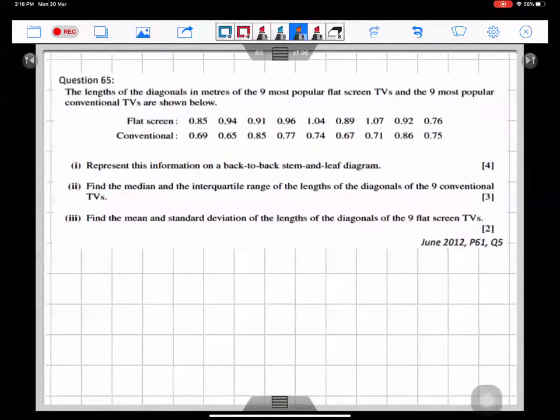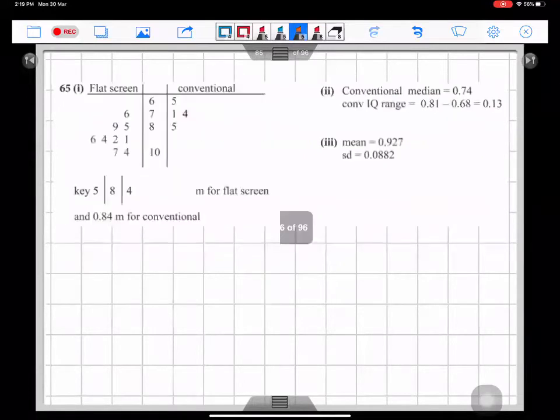Question 65. The lengths of diagonal in meters of the 9 most popular flat screen TV and 9 most popular conventional TV are as shown. Represent this information on a back-to-back stem plot. Find the median and interquartile range for the conventional. Find the mean and standard deviation for the flat screen. So basically, the first thing is a stem and leaf diagram, which is back-to-back.